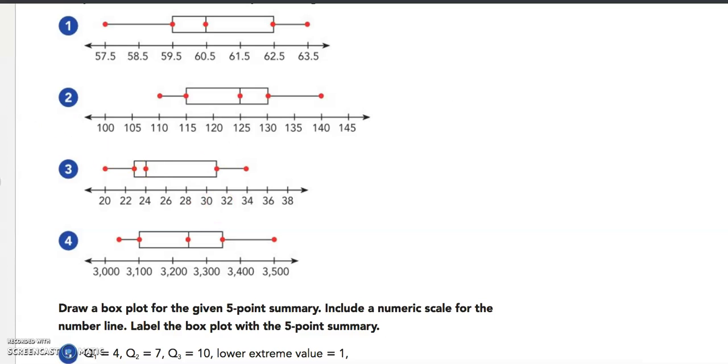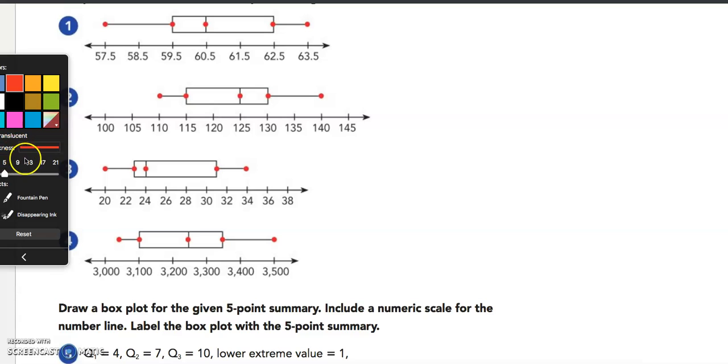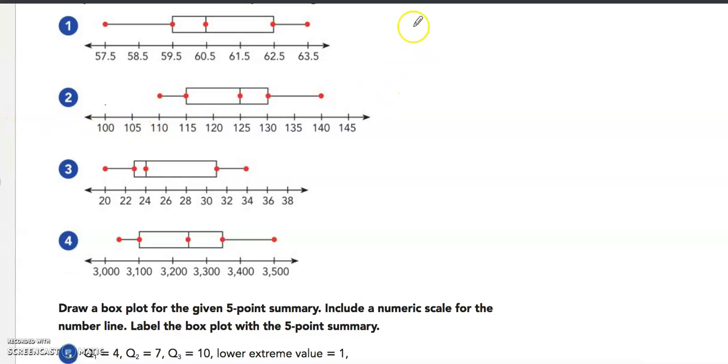So for number 2 there, let's see, the lower extreme is 110. The upper extreme, as you can see here, is 140. Quartile 1 is here, the left part of the box, 115. Quartile 2 is the middle part of the box at 125. And don't forget, quartile 2 is the median, the middle of the data set. And then Q3 is the right side of the box here, that's 130.